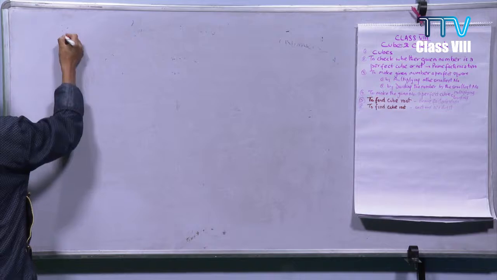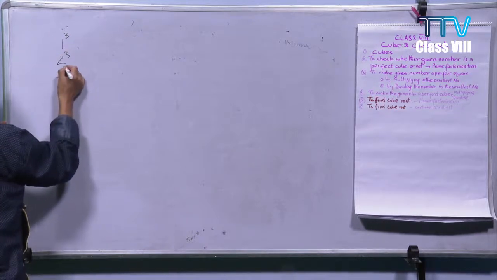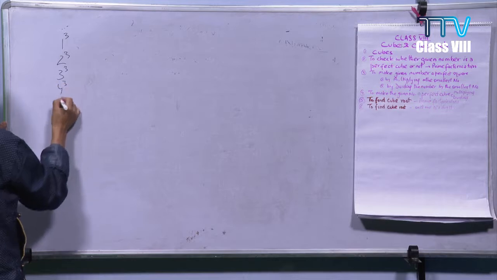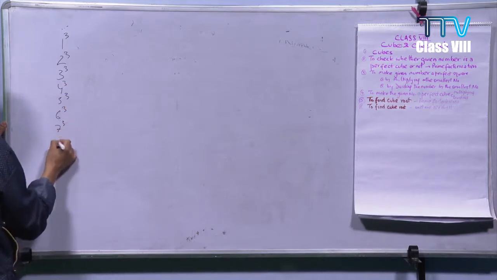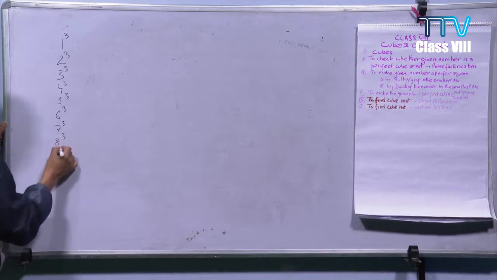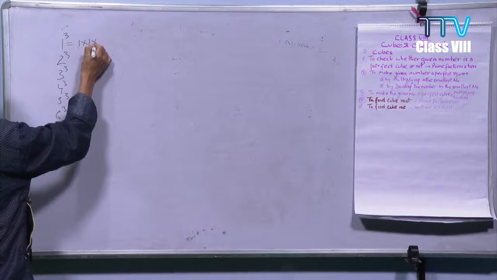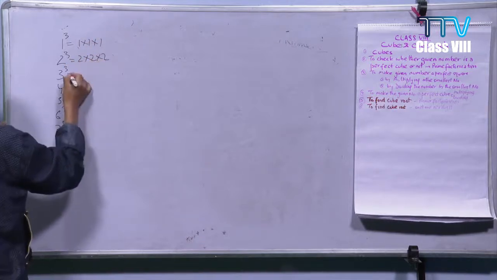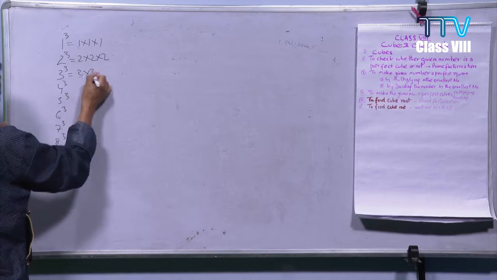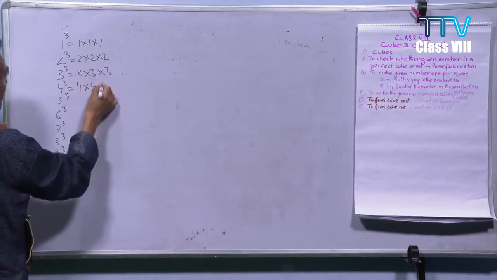Okay, first 9 cubes: 1 cube, 2 cube, 3 cube, 4 cube, 5 cube, 6 cube, 7 cube, 8 cube, and 9 cube. 1 cube means 1 multiplied by 1 multiplied by 1. 2 cube means 2 multiplied by 2 multiplied by 2. And 3 cube means 3 multiplied by 3 multiplied by 3. 4 cube means 4 multiplied by 4 multiplied by 4.